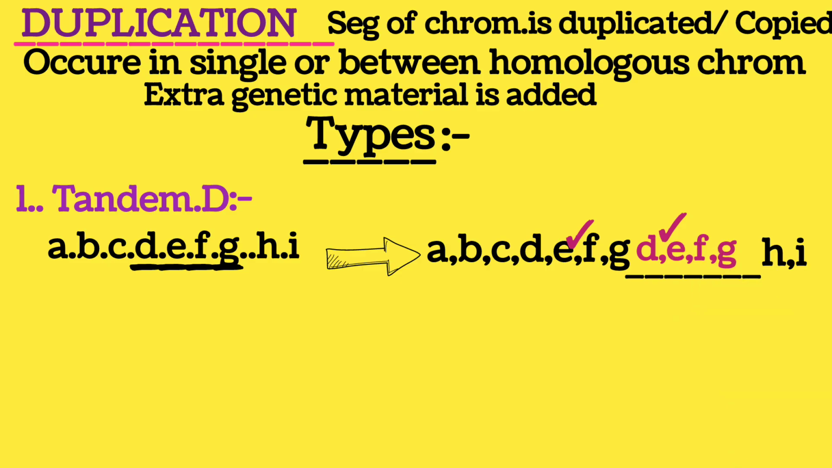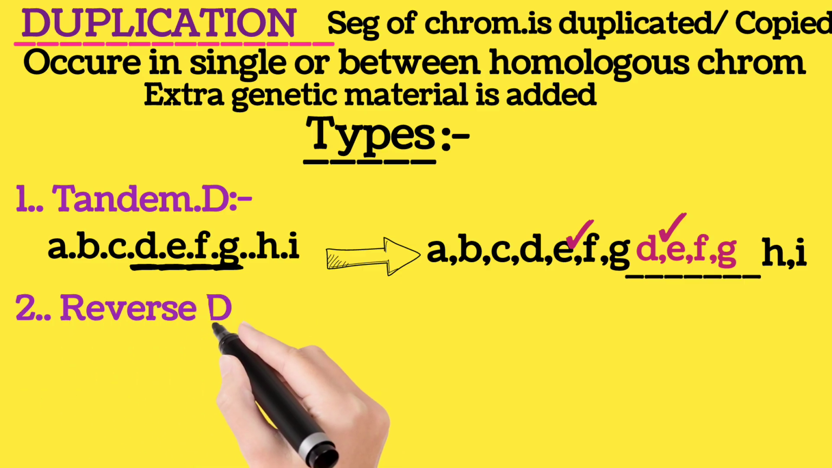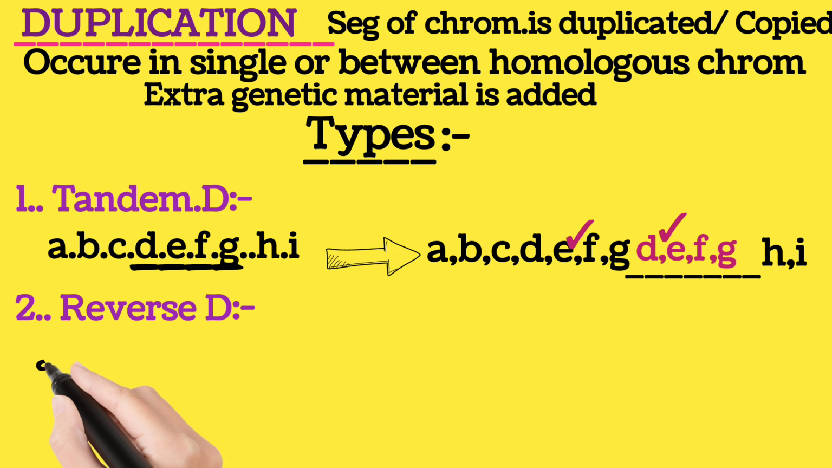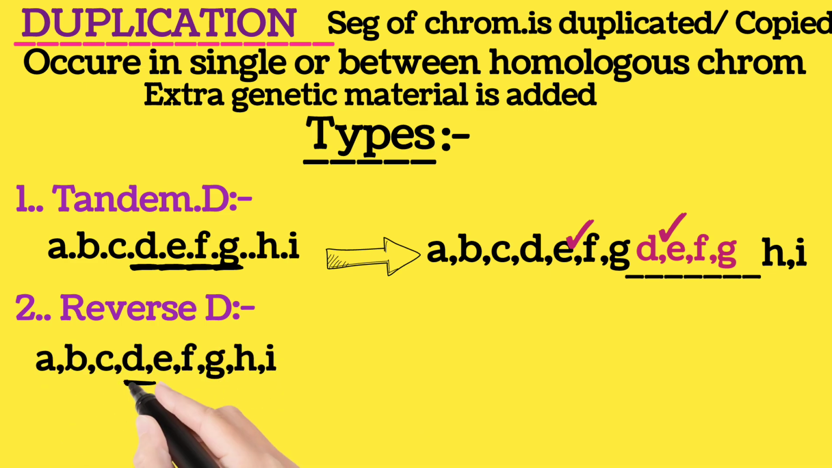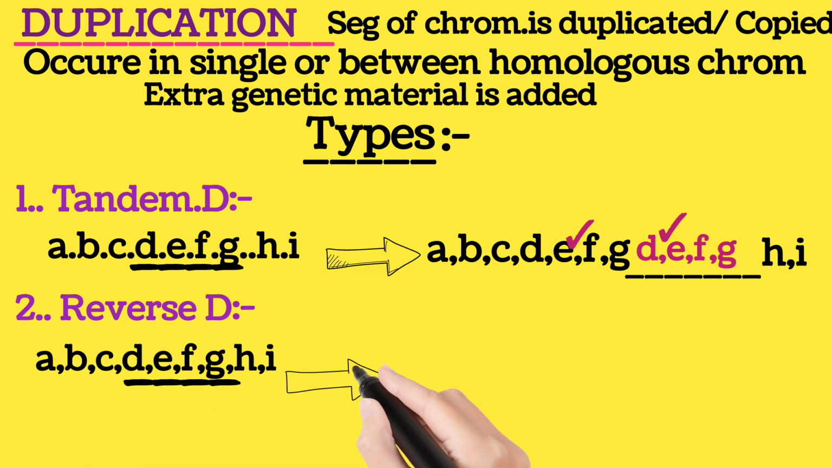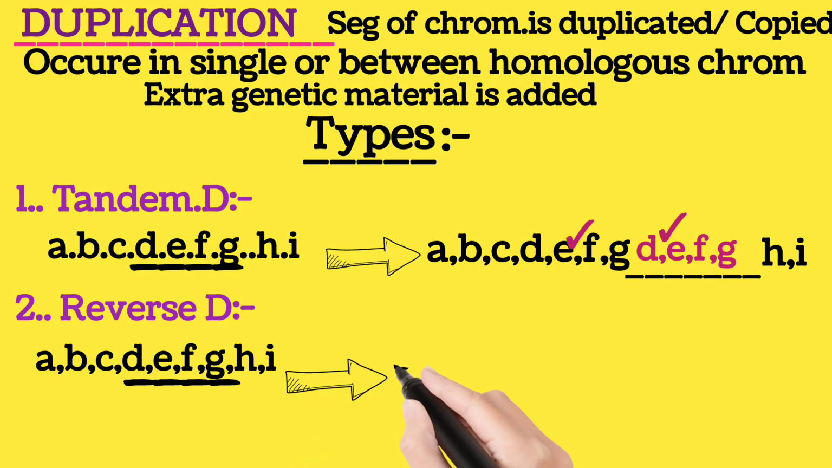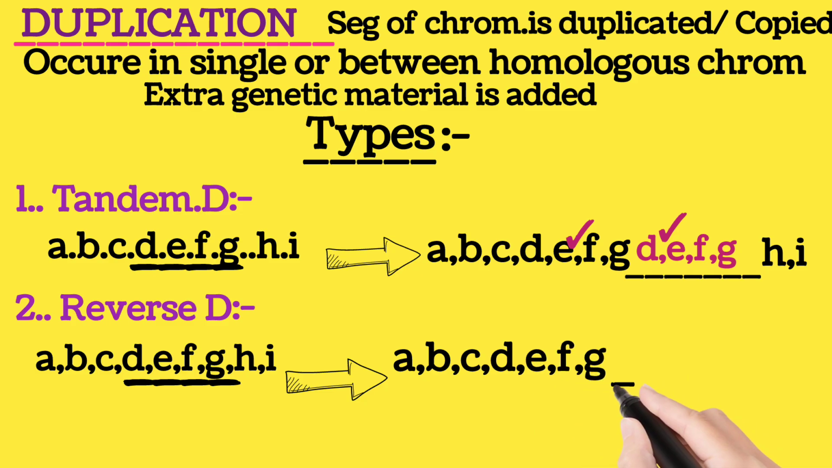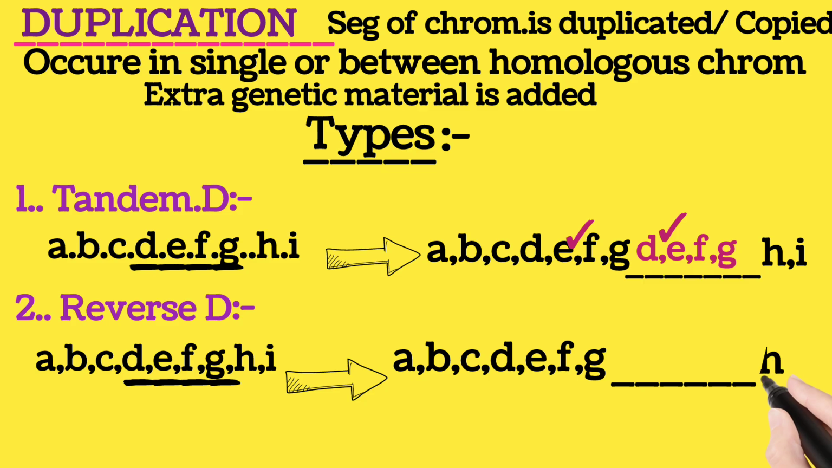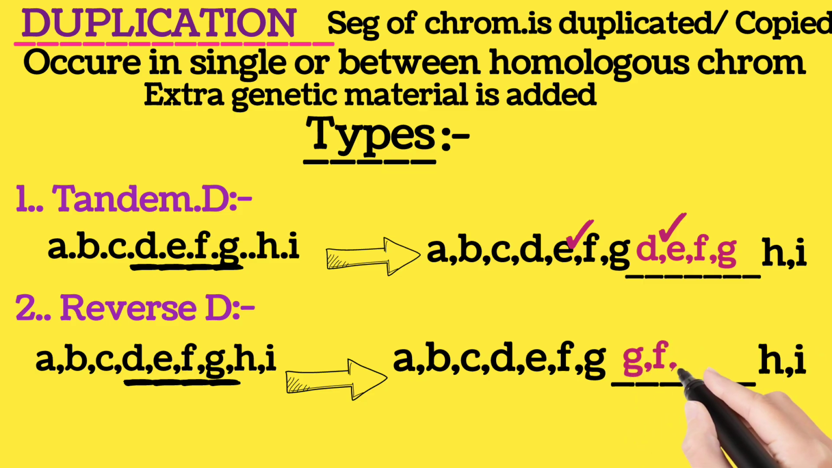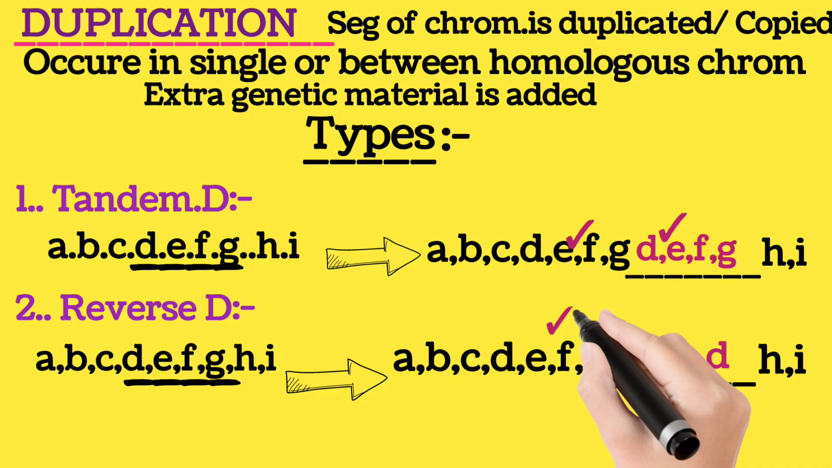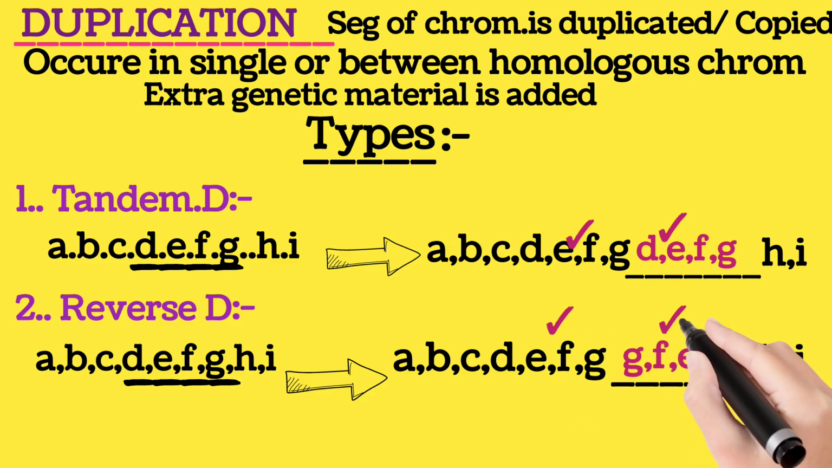Now we have the second type of duplication. This is known as reverse duplication. Here the duplicated segment is added to its homologous chromosome close to the same sequence but in reverse direction. It is very easy to understand. This is the normal chromosome, DEFG gets duplicated, and what will be the possibility in the homologous chromosome? ABCDEFG, then I will show you the duplicated part GFED. It gets added in reverse condition.